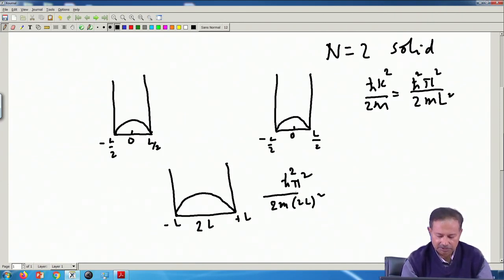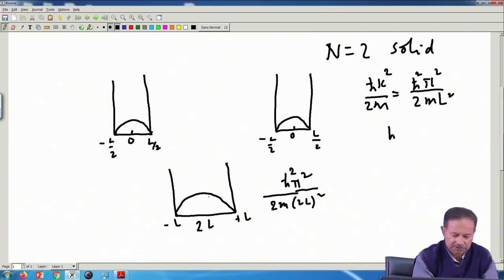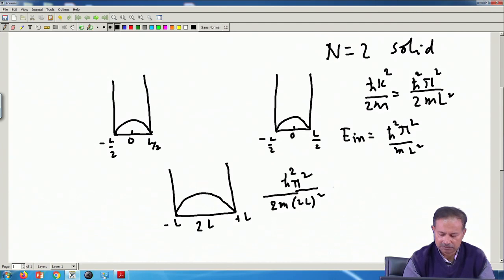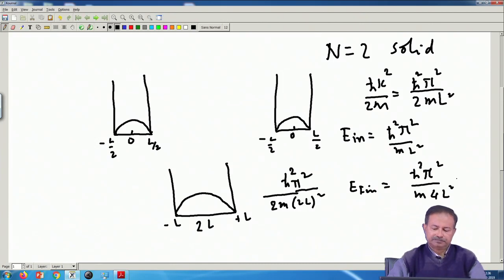Now, as I argued the other day, if you add 2 of these, the initial energy was twice this amount, h cross square pi square by m L square. Here the final energy is h cross square pi square by m into 4 L square.